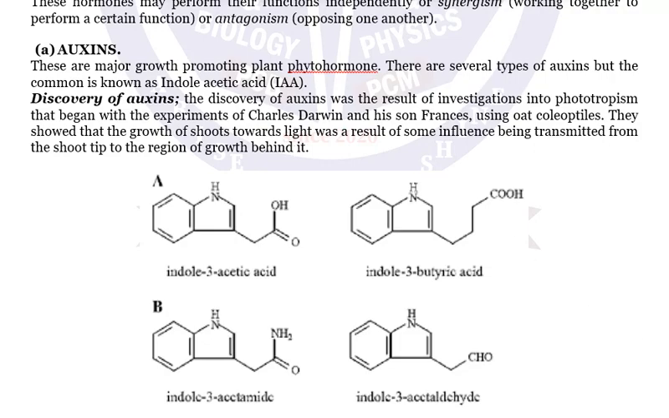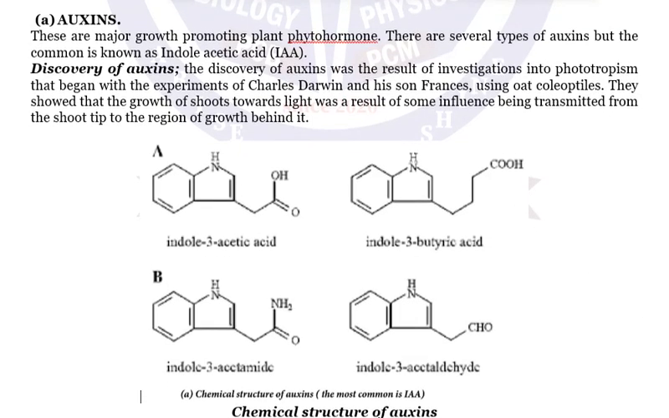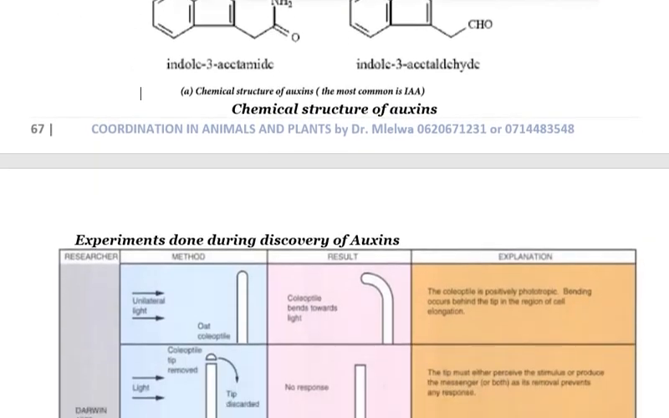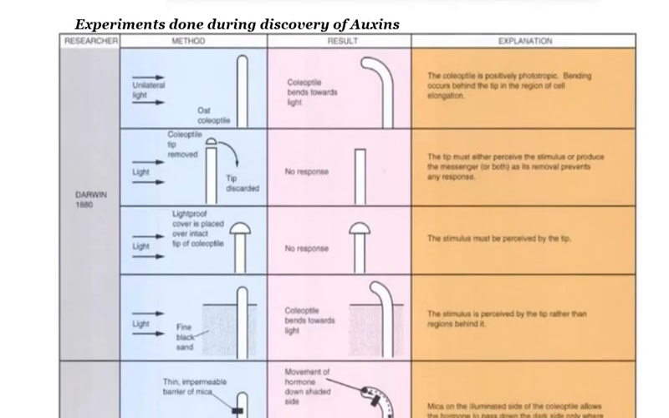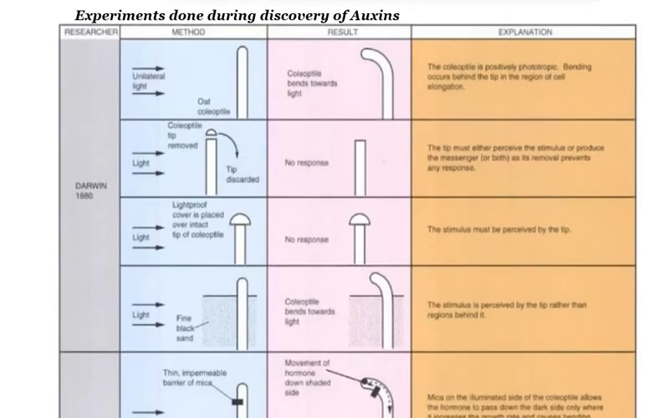Here below we have a table showing experiments done by different scientists, and these experiments later made scientists know about auxins, their properties, and how they function in plants. So in this video, let me end here. In the next video, I will start explaining the experiments which led to the discovery of auxins, and then later we'll move to the roles of auxin and their commercial application.